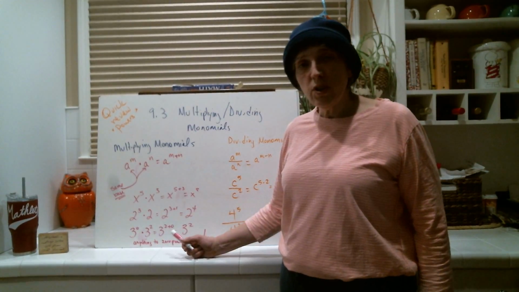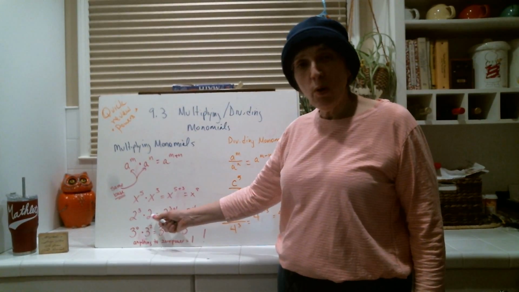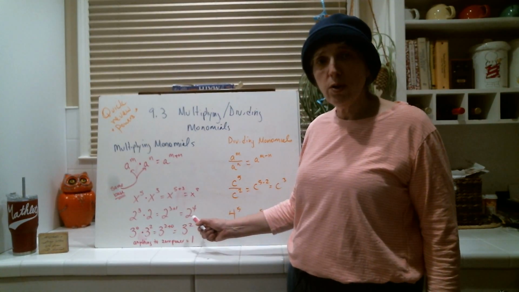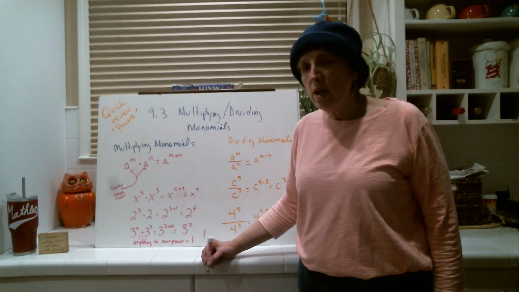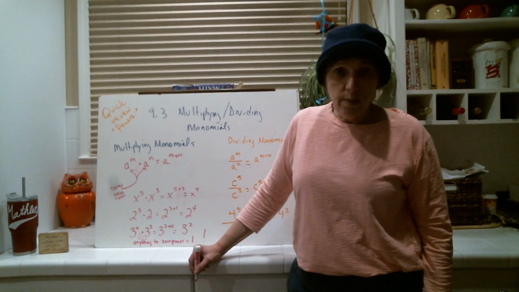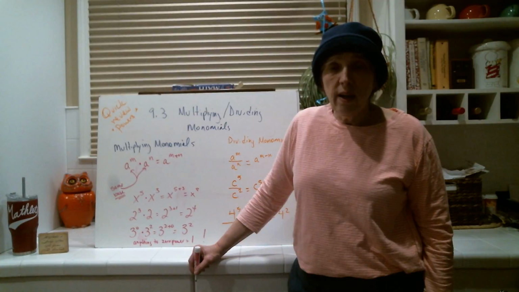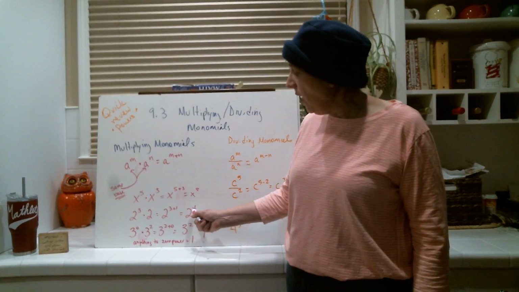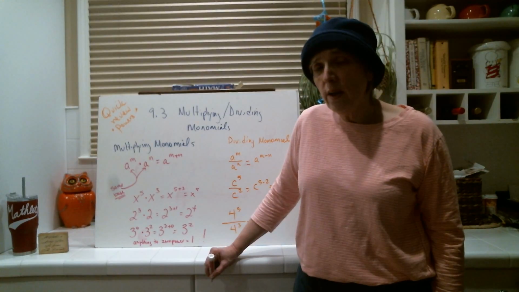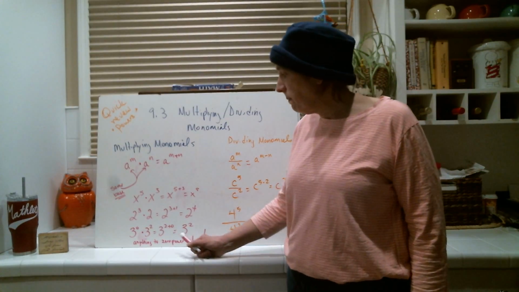2 to the 3rd times 2, well, that exponent is 1, 2 to the 1st power, so you have 2 to the 3 plus 1, or 2 to the 4th. If the directions simply say rewrite using exponents or simplify using exponents, then you do not have to evaluate. They want to know that the answer is 2 to the 4th, not that it's 16.